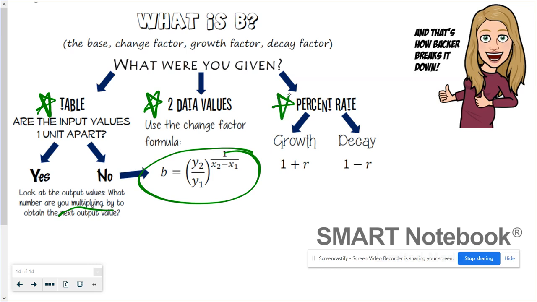And finally, if you're given a percent rate, turn that percent rate into a decimal. If it's growth, b is equal to 1 plus r, and if it's decay, b is equal to 1 minus r.